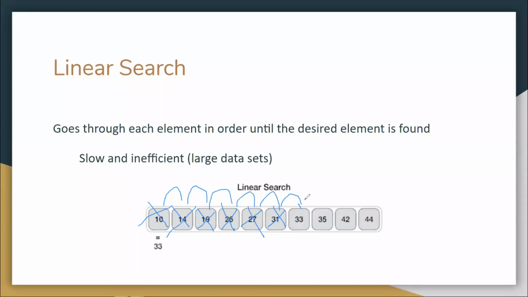Until I get to 33. Is 33 equal to 33? The computer recognizes that it is. So at this point, we are done. And we return the position of 33 here, which is position 5 based on the index. And so we have found, in computer terms, the position of 33 within this array. But as we can see, we have to go through every single one of these elements in front of 33 to find it, and this can be very inefficient.